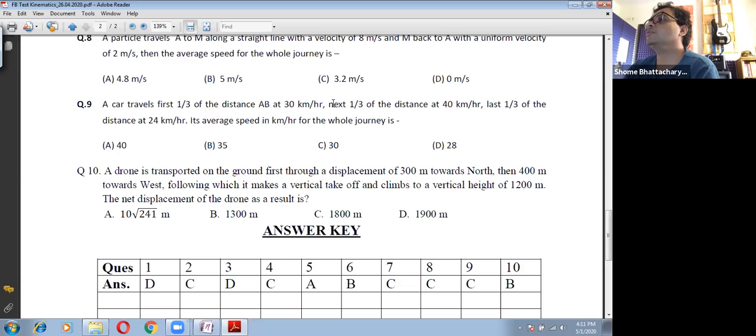Okay, so what is the answer you got for this? Are you getting this last part? So he's doing 1/3 at 30, 1/3 at 40, and 1/3 at 24. So let's see how that works out.